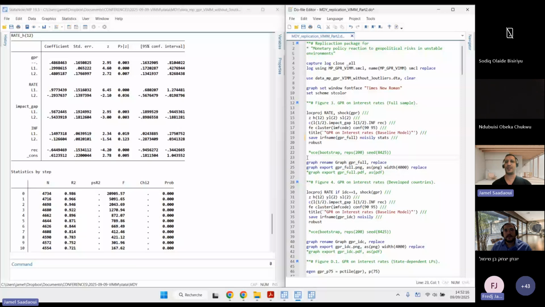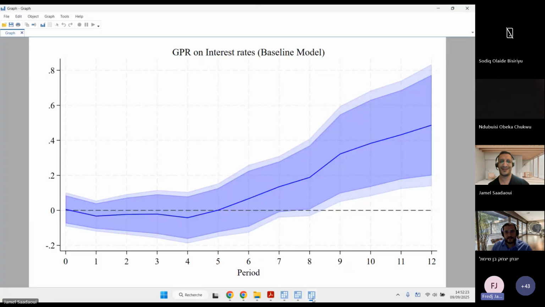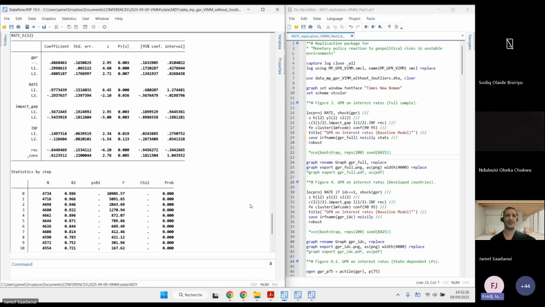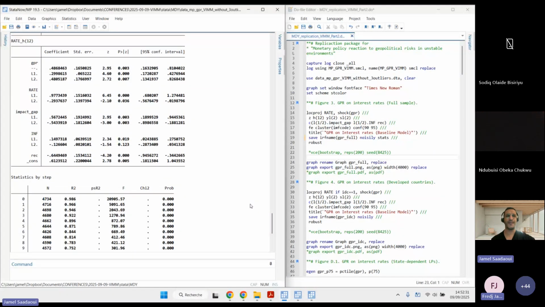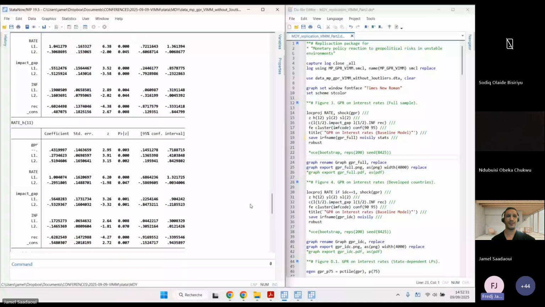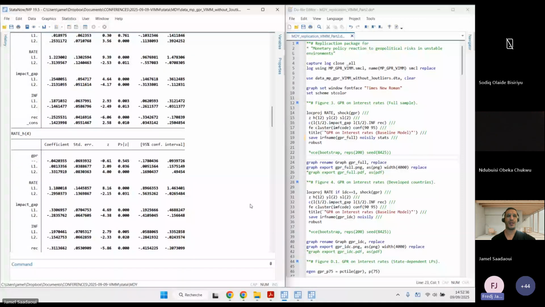Jamel? Yes, please. We have a question from Fred Jawadi. Yes, Jamal, two small questions. The first one is how do you compute the shock of the GPR? And number two, is it the GPR-T or GPR-Fit or GPR-Act or GPR?